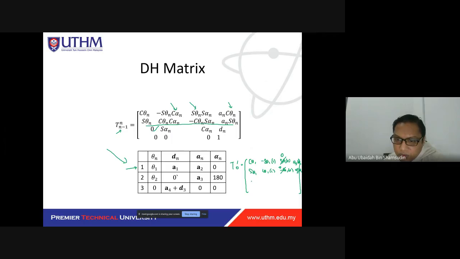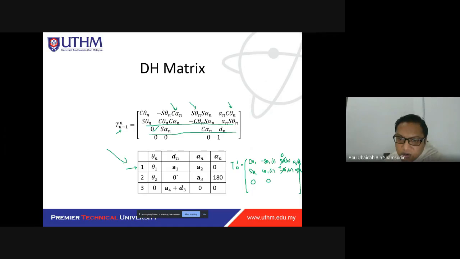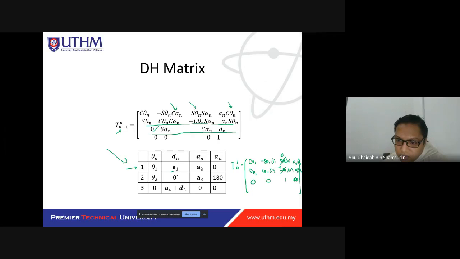Continue this one. This one is 0. So this one here, and the sine alpha is also 0, because sine 0 is 0. And this is cos 0, which is 1. And b1 is a1. Oh, sorry, a1. And the last row is 0, 0, 0, 1. So you need to fill in all of this.